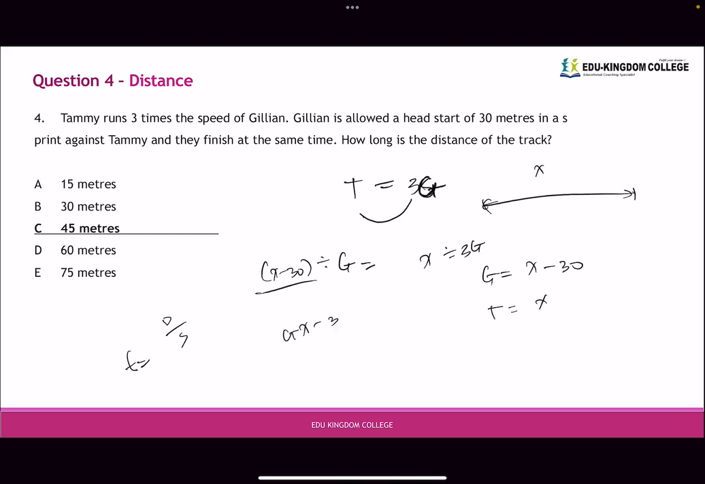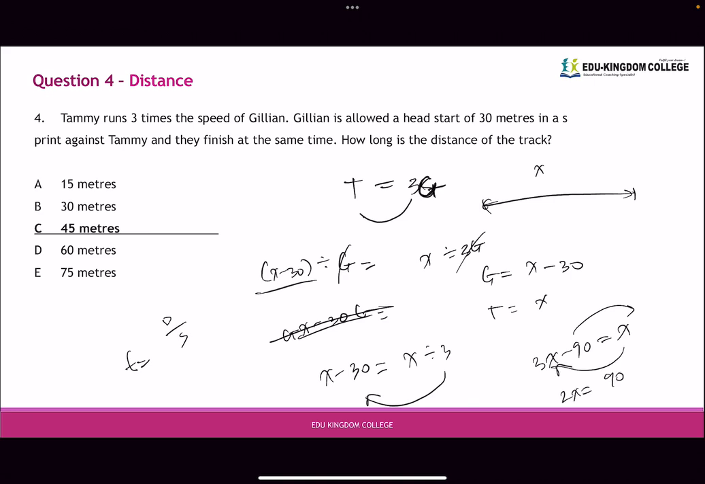Oops, sorry, no, it's not multiplication. So we'll actually cancel out the g's here. So g and g cancel out, meaning that x minus 30 equals x divided by 3. We'll move the 3 over to the other side, so it becomes 3x minus 90 equals x. Move the 90 over, move the x over. 2x equals 90, x equals 45 meters.